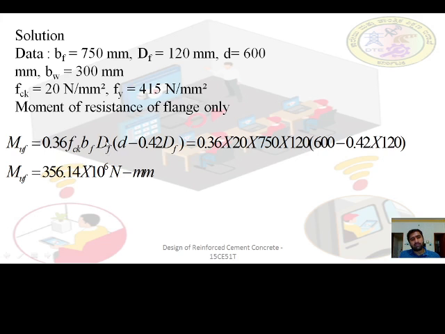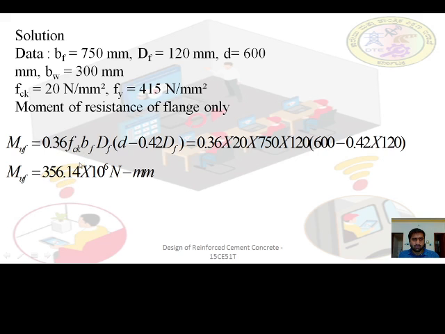The formula used to calculate the ultimate moment of resistance of the beam is the same formula. Instead of XU, we will write DF, the depth of flange. Just the same formula, but change the term to DF, and instead of B we write BF, that is the width of the flange. So 0.36, FCK is 20, width of the flange is 750 mm, into the depth of flange 120 mm, into 600 minus 0.42 into 120. If I solve this, the ultimate moment of resistance works out to be 356.